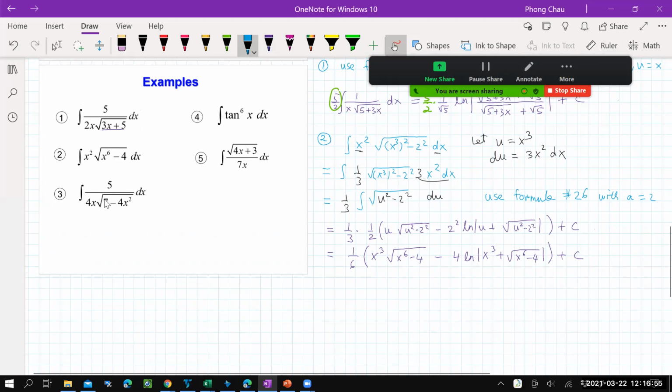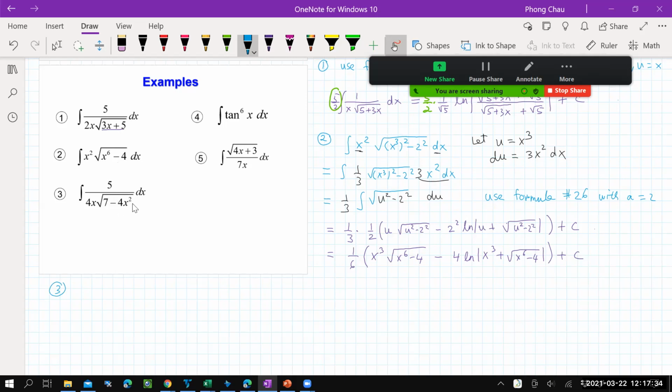Example 3 here, we have 5 over 4x root 7 minus 4x squared, right? So if you look at this one, you see I have a square root in the denominator, and it looks like it's a square there, right? 4x squared minus. So you recall all the formulas that we have as the square root, either the linear, like ax plus b, or you're going to have the difference of squares.